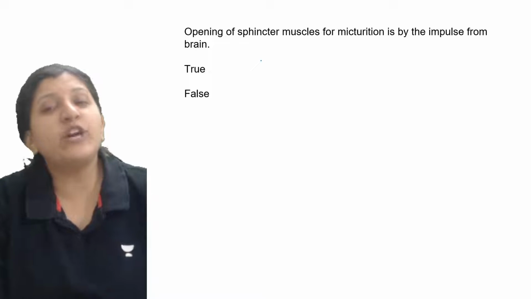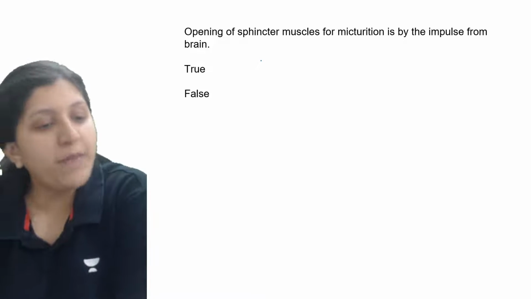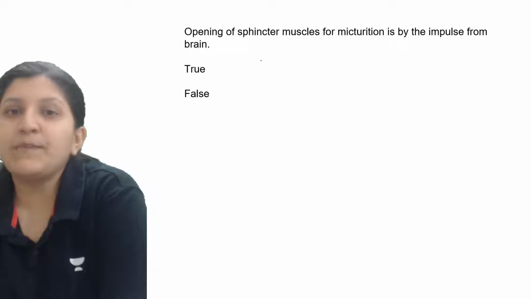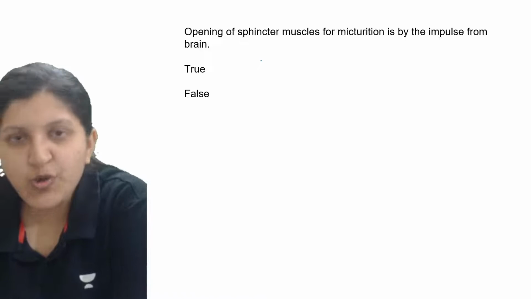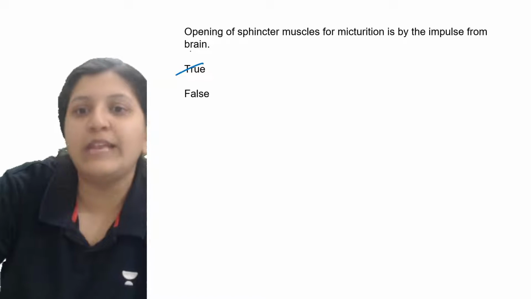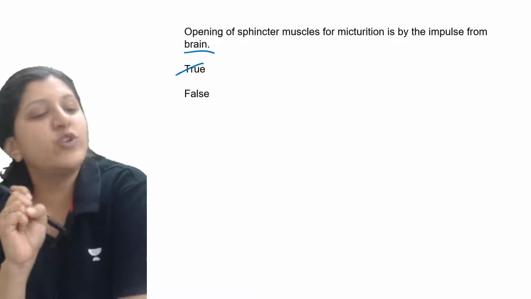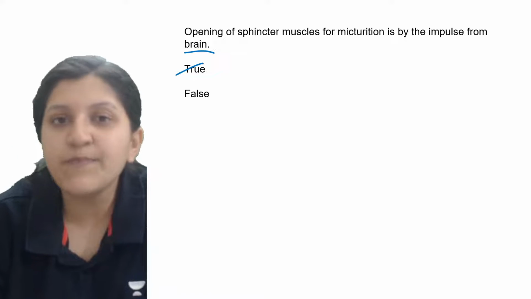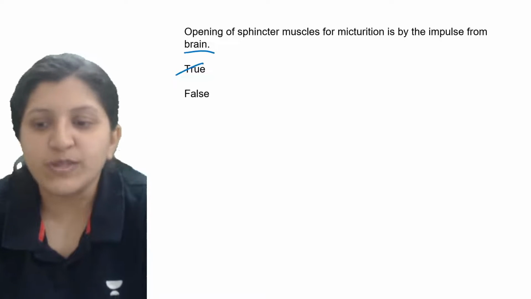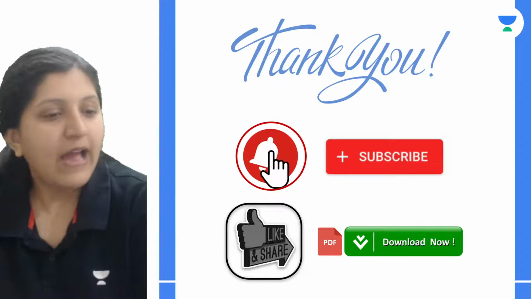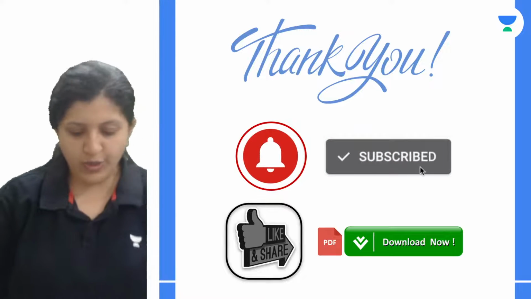Okay. Opening of the sphincter muscle for micturition is by the impulse from the brain. Whether this is true or false? Yes, this is true. Only upon the impulse from the brain, there is a sphincter muscle which will relax and urination is possible. Okay, I hope you understood.